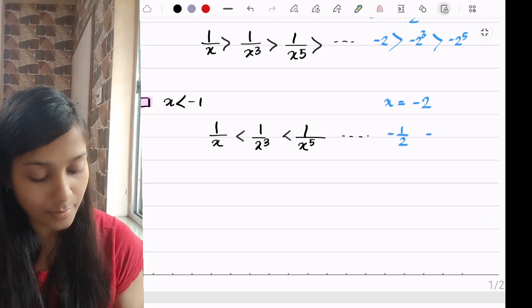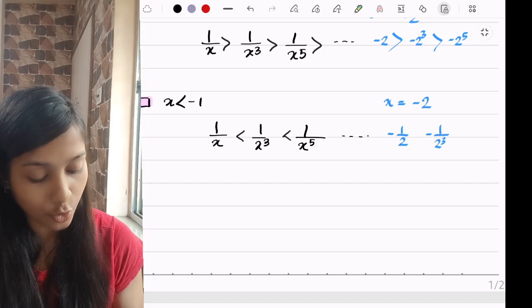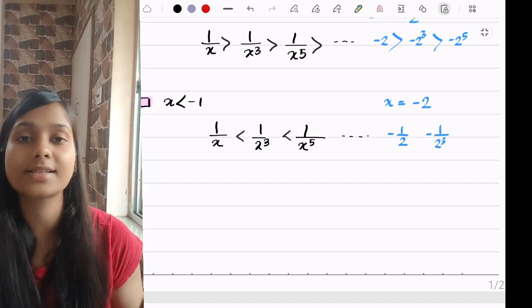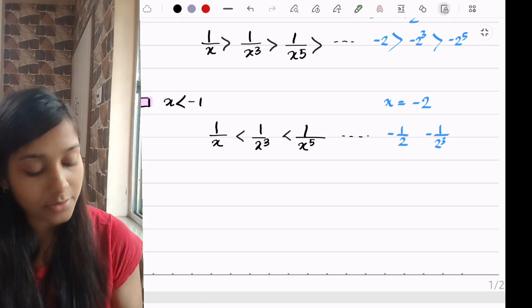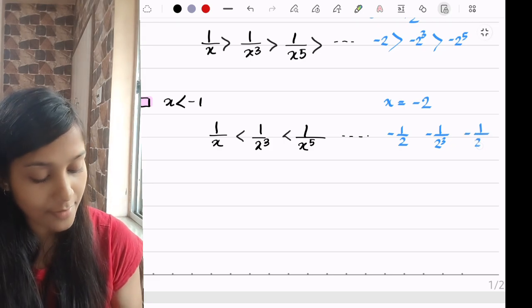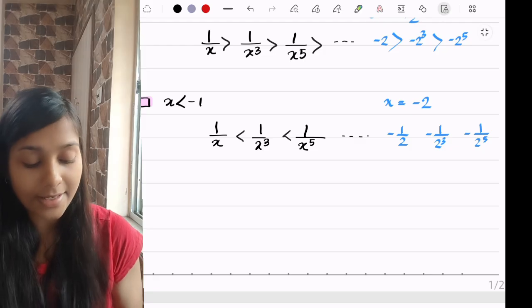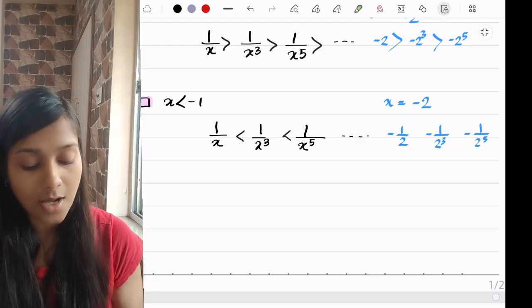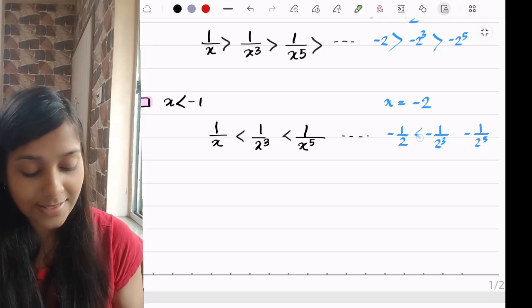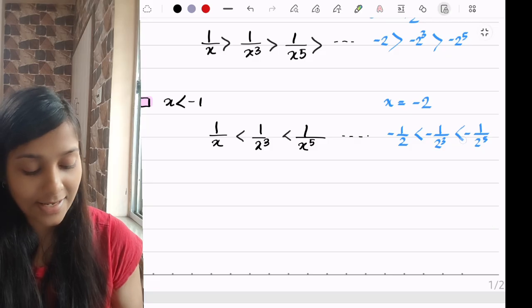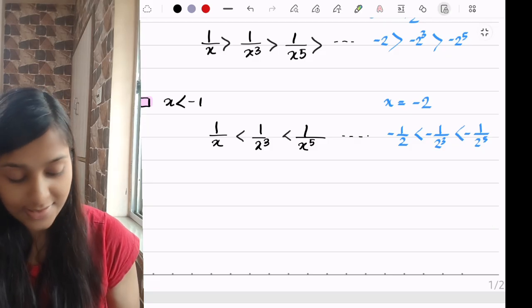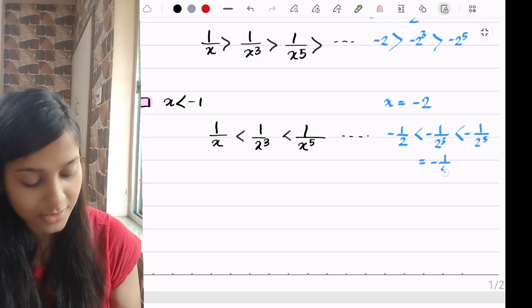It is again minus half cube. Why is the minus outside? Because it's again the odd power. And again here we have minus 1 by 2 power 5. So again it is obvious that minus 2 is less than this. So what is this? This one is actually minus 1 by 8.